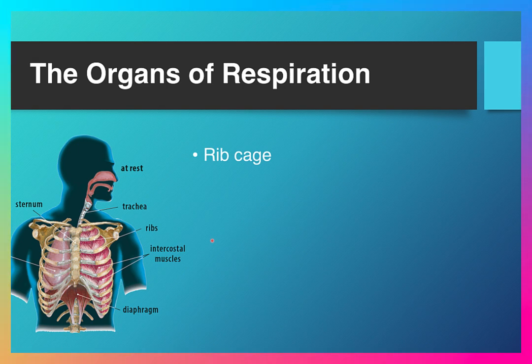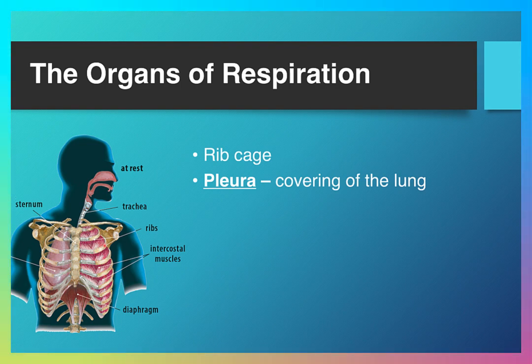Now, when we talk about how breathing occurs, there are several organs that are important, and the first is the rib cage. On the outside of the rib cage is something called the pleura. The pleura is like the pericardium in the heart. The pleura is a covering that covers the lung. There's actually a visceral pleura, which is up against the lung, and a parietal pleura, which is up against the chest wall. And these two slide on each other and allow for easy movement of the lung within the chest cavity. Again, if you get pleuritis or pleurisy, this is an inflammation of the pleural cavity.